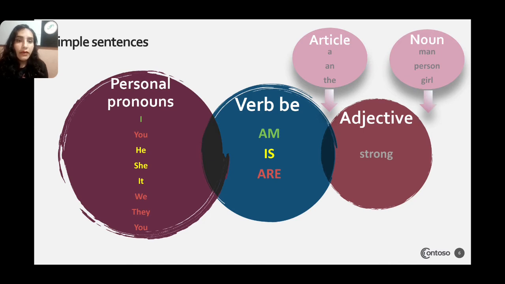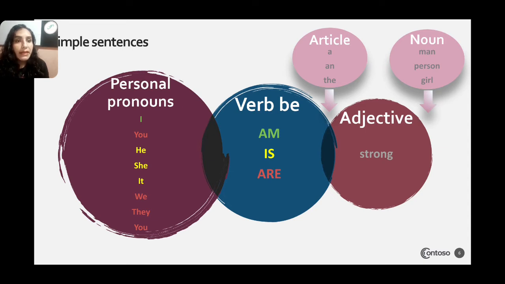And then you have all the personal pronouns in order to conjugate them with the specific form of the verb be. You have there all the personal pronouns with a different color. We're going to use the verb be am for the personal pronoun I. We're going to use is with the personal pronouns he, she, and it. And we're going to use are for the personal pronouns you, we, they, and you.